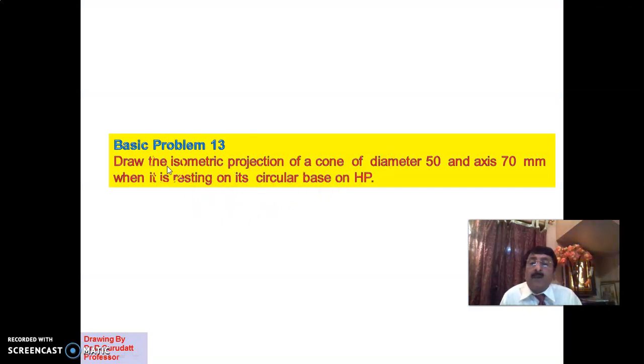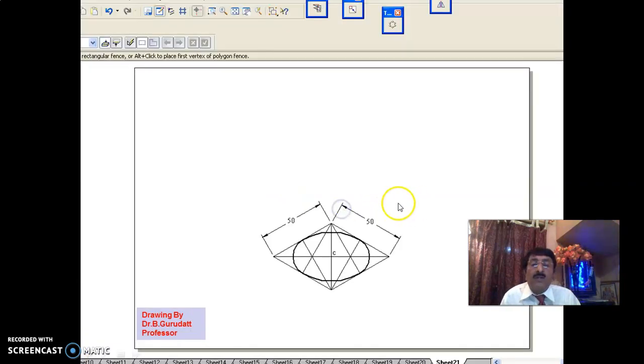Now on the basic problem here, basic problem 13, what he says is, draw the isometric projection of a cone of diameter 50 and axis 70 when it is resting on its circular base on HP. Okay. Now what you do as usual, when it is a cone, the base is anyway a circle. Draw a line at 30, draw a line at 30, 50, 50, 50, 50 square. That is isometric, that is the 50 square you draw.